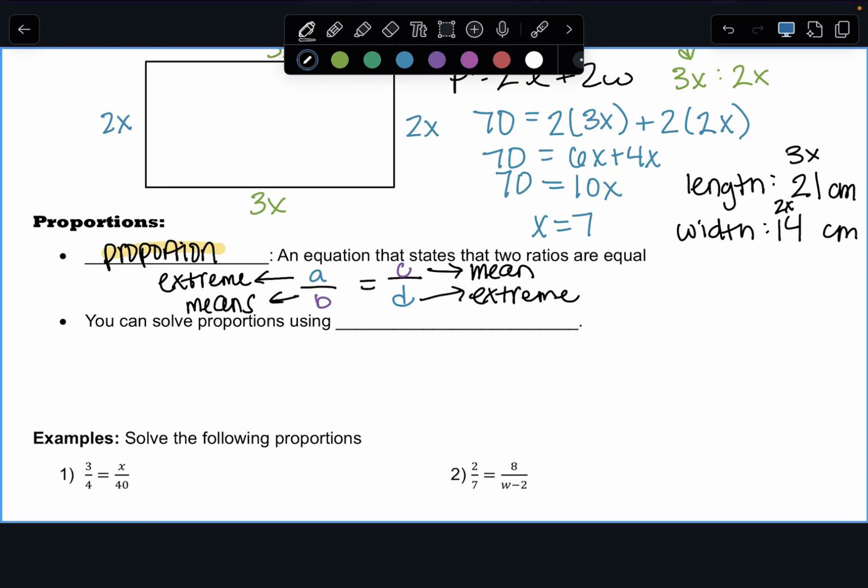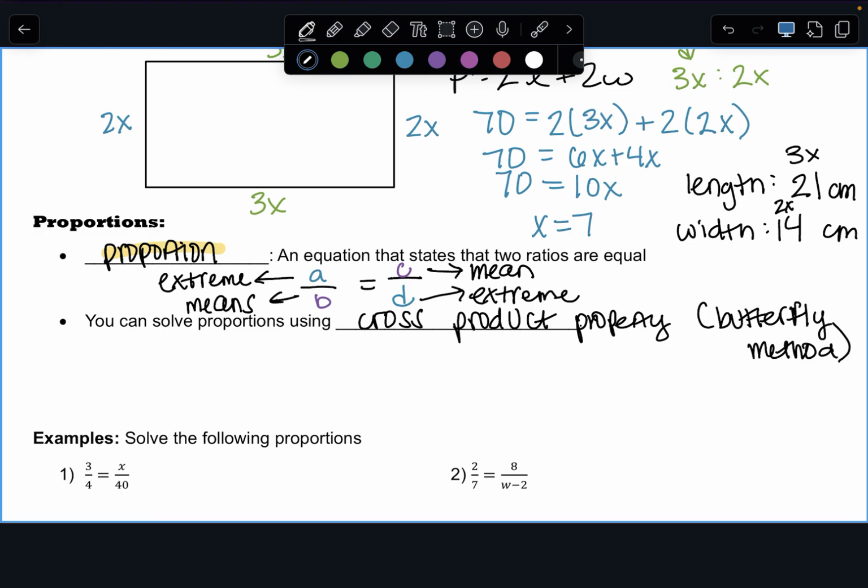Does anyone remember from Algebra 1 how we solved something like this? What if I did this? Do you remember what that's called? You guys called it the butterfly method. Yeah, the correct name is the cross product property or cross multiplication. But you guys did the butterfly method last year.